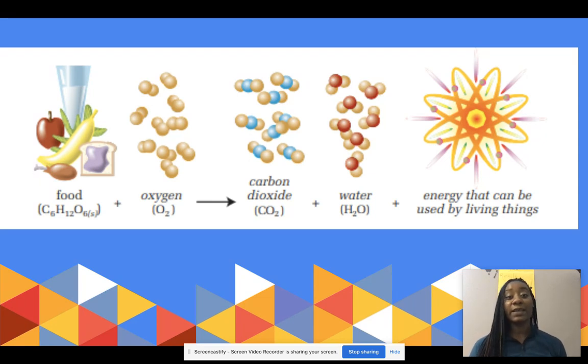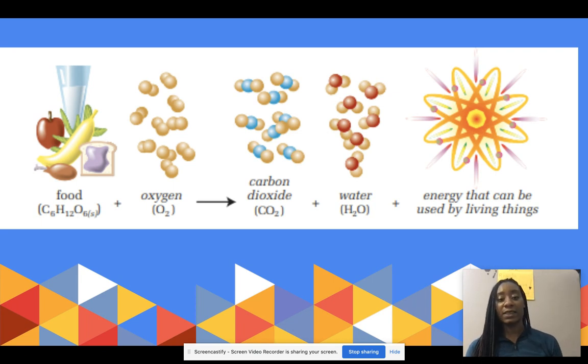So let's go and look at cellular respiration. That's what this picture represents. So your body cells, they use the oxygen you breathe to get energy from the food that you eat. So this is called cellular respiration. And during cellular respiration, the cell uses oxygen to break down sugar, which creates the energy you need.